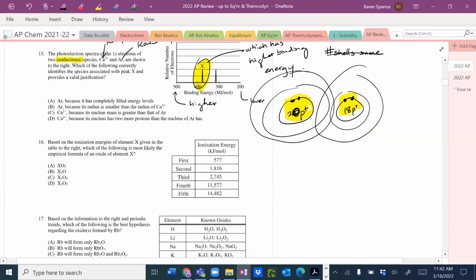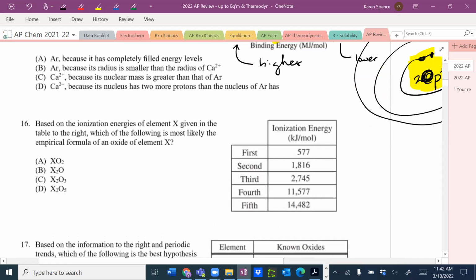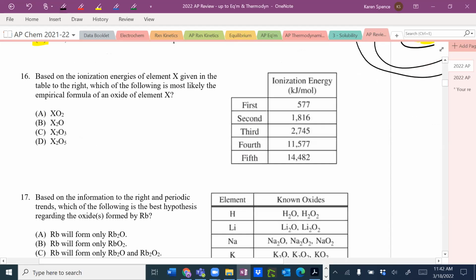So that was number 15, 16. Oh, calcium, because its nucleus has 2 more protons. Remember those completely filled energy levels, the thought that that is somehow especially stable is a bit of a lie that we've been telling you for years and years. So just stay away from that. Argon, because its radius is smaller than the radius of calcium, they want to fool you there into thinking the radius is smaller because it's one period above. The calcium has lost its outer shell, so actually calcium will have a smaller radius, and the nuclear mass has nothing to do with binding energy. So there we are.